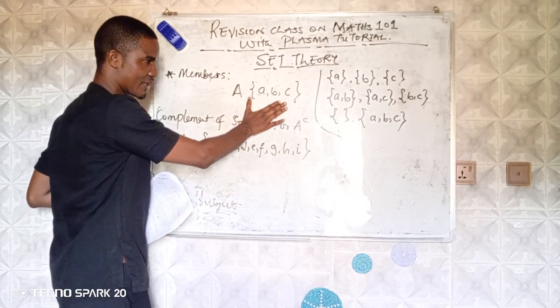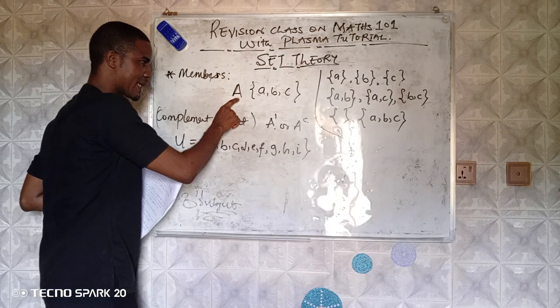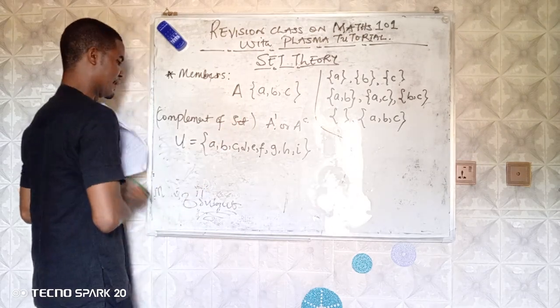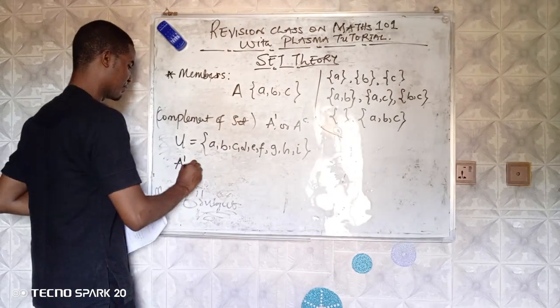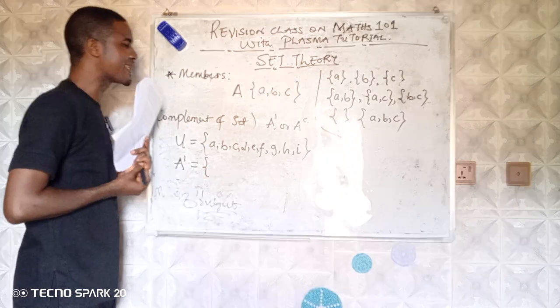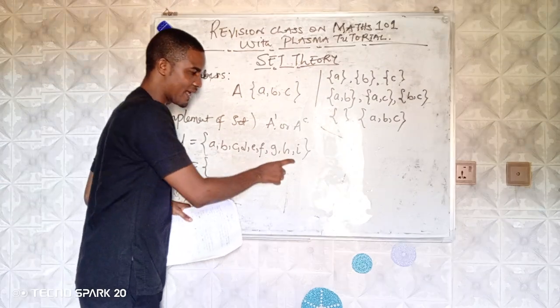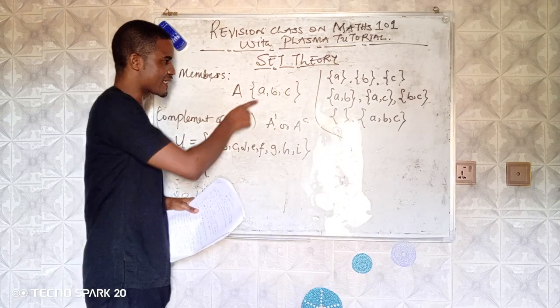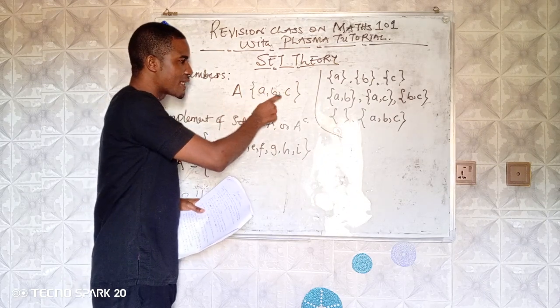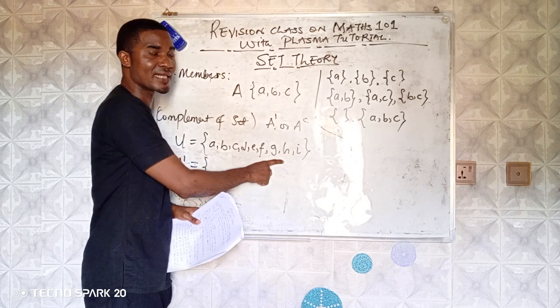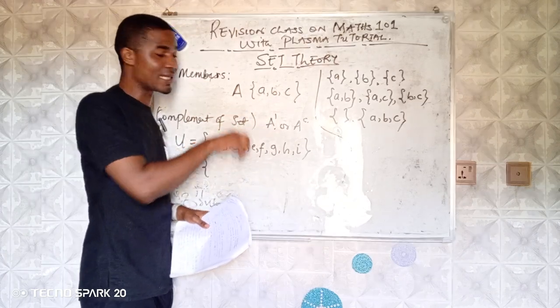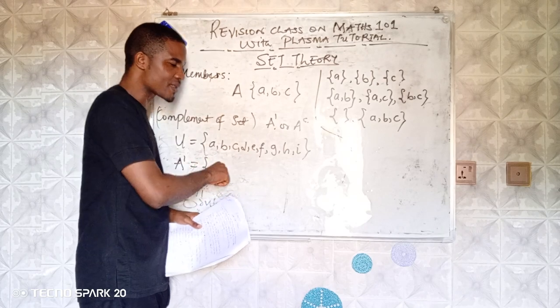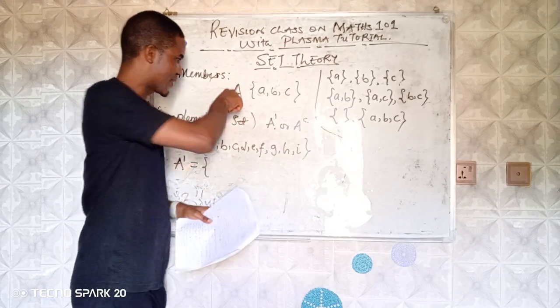I have set A itself, note. Then if I want to get A complement, my A complement now is simply all the elements that are in this universal set that are not in this set itself. So what I will do now is cancel out all the members of this set from the universal set. Anyone remaining becomes the complement of set A.